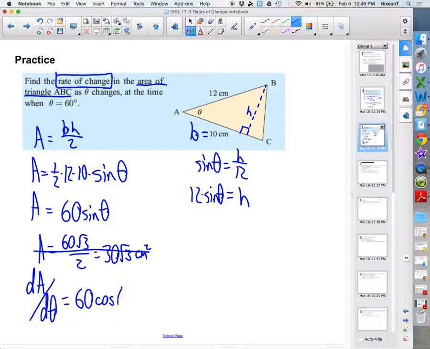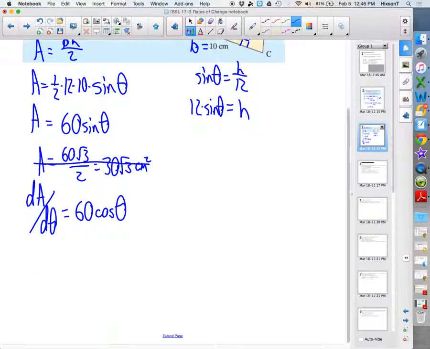So yeah, cosine of 60. In terms of theta, it's 60 cosine theta, and then you plug in 60. 60 cosine of 60. Cosine of 60 is 1/2. So 60 times 1/2, 30.